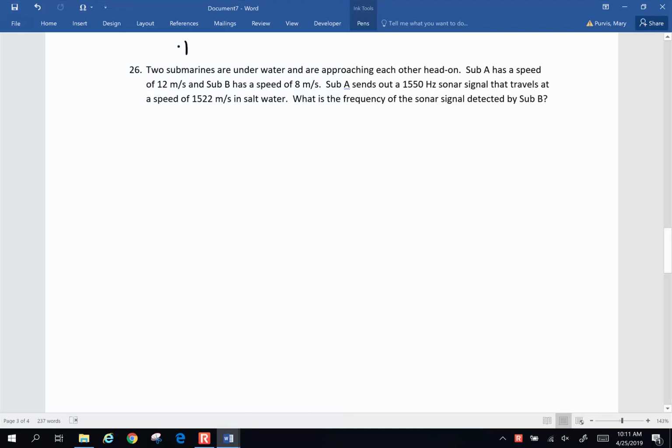Hi guys, there are a couple more Doppler problems. We're going to do number 26 and 27.